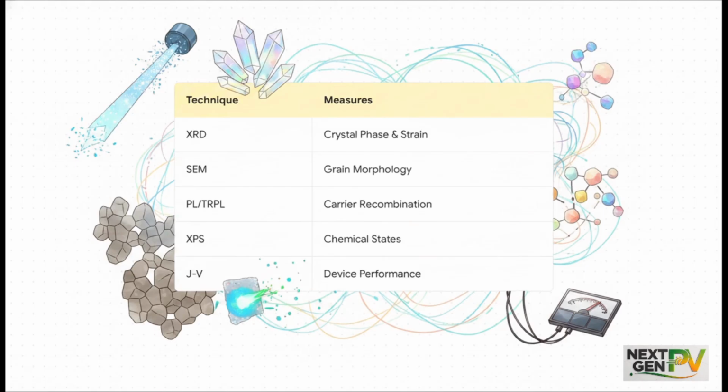So the crucial point here is that XRD cannot tell you everything. It gives you incredible, essential data on long-range crystalline structure, phase, and strain. But it will not tell you your exact defect density, your carrier lifetime, or your actual device efficiency. It is just one part, albeit a massive part, of a multimodal characterization strategy. You absolutely must pair XRD with SEM for morphology, photoluminescence for carrier recombination, XPS for chemical states, and JV testing for actual device performance to really get the complete story.